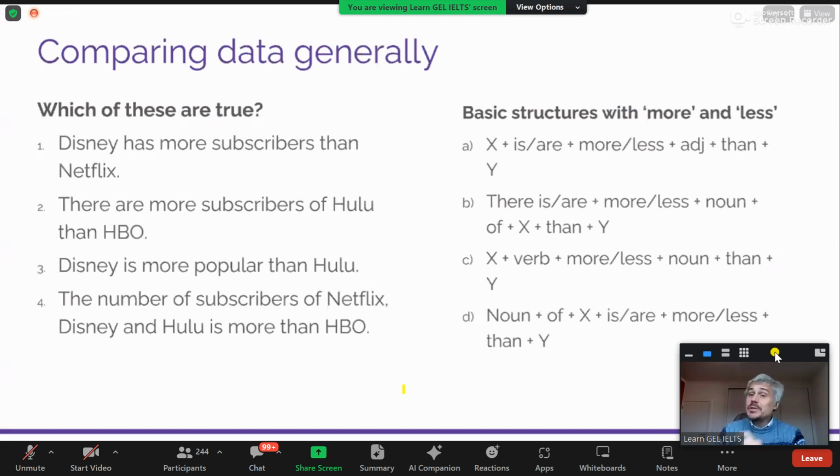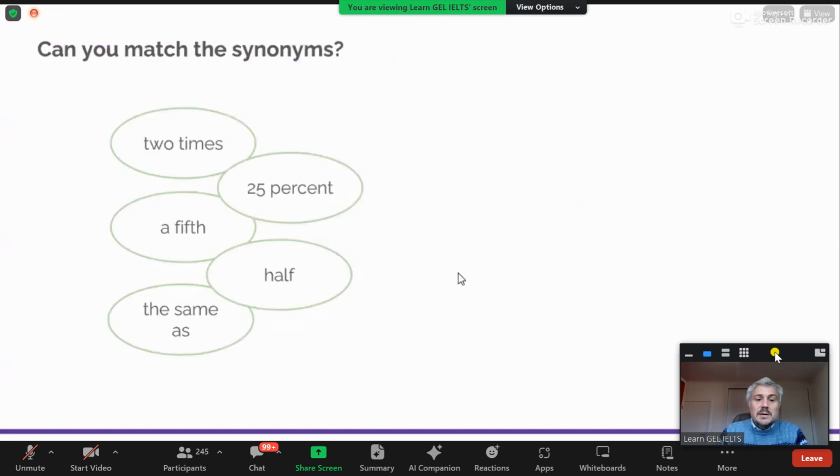Okay, so the grammar structures are important, but we also need vocabulary for comparing. So let's talk about vocabulary. We often need for graphs and charts and tables to describe how much, the quantity, or the value of something. So we use vocabulary like 2 times, 25%, a fifth, half, or the same as.